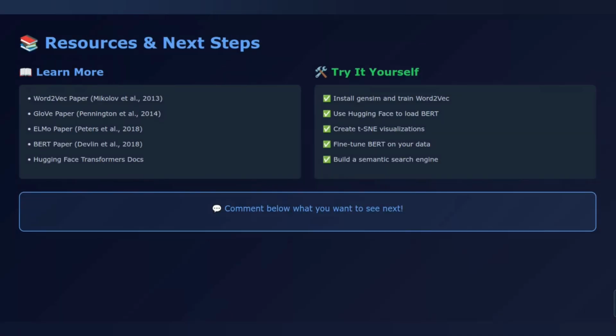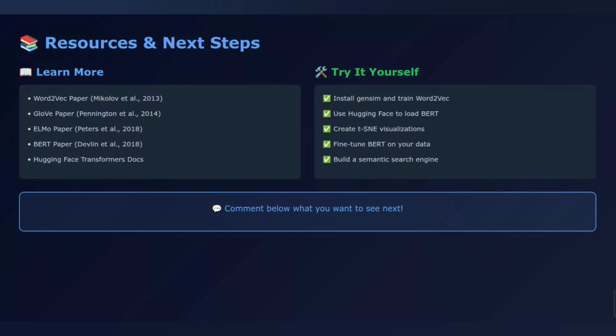If you want to dive deeper, I've listed some essential resources here. Read the original papers, Word2Vec from 2013, GloVe from 2014, ELMo from 2018, and BERT from 2018. These are foundational papers every NLP practitioner should know. And check out the Hugging Face Transformers documentation.